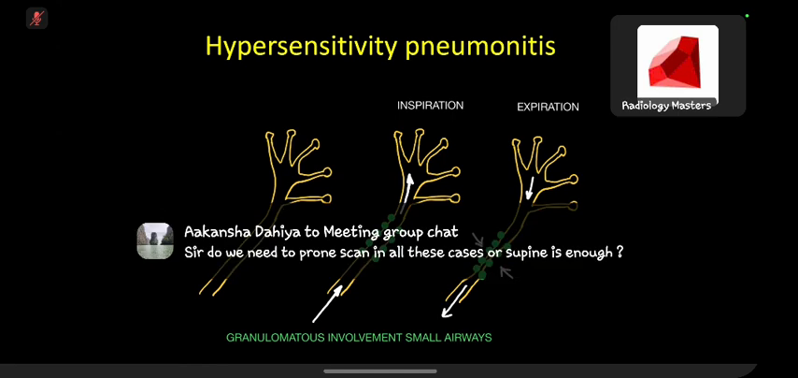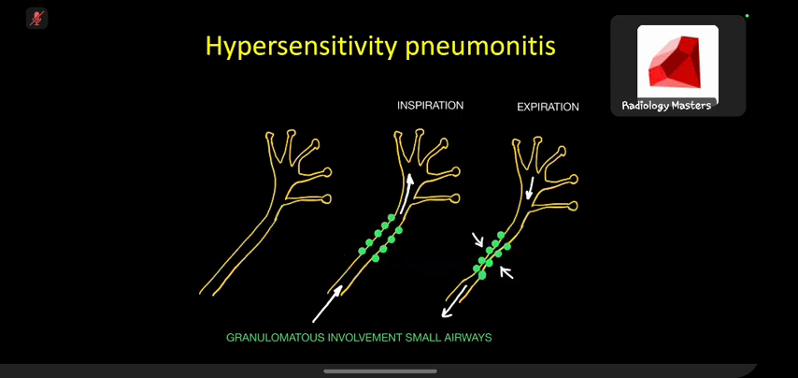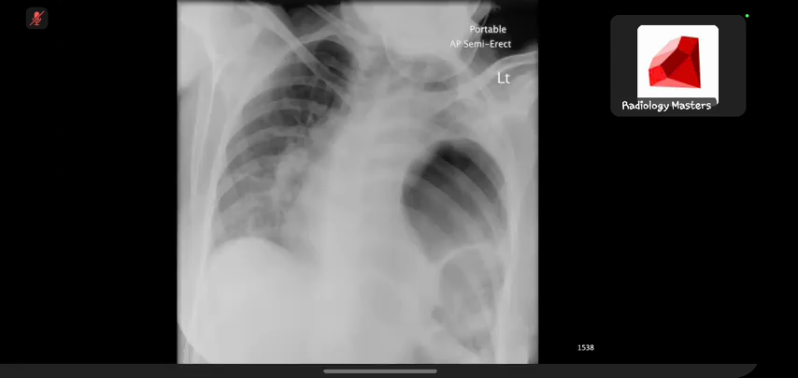Do you need a prone scan in all these cases, or is supine enough? So that's a good question. If it's unsupervised by a radiologist, by protocol, patients who are thought to have interstitial lung disease will probably have a prone scan. But if the radiologist is there to oversee the scan, you can use your judgment as to whether or not you need a prone scan. In these cases where it's obvious that there's some abnormality, a prone scan isn't going to help. So no need to do it.